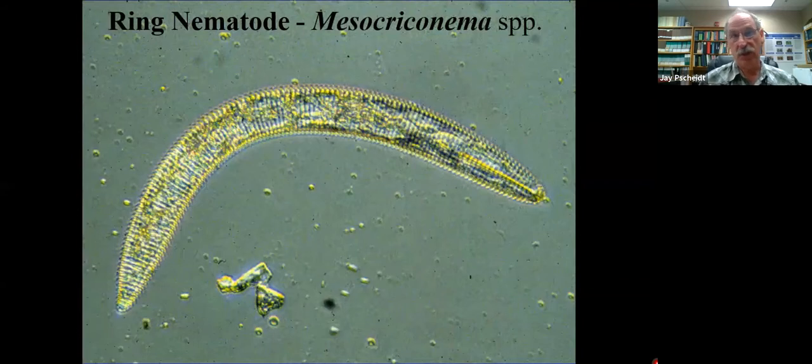And so that was the smallest thing. Now we're going to the biggest sort of microscopic thing, and that's the nematodes. This is a ring nematode. In here, you can see it does have a mouth and a stylet, a stomach, intestines, lots of things that you can see, lots of organs in something like this.